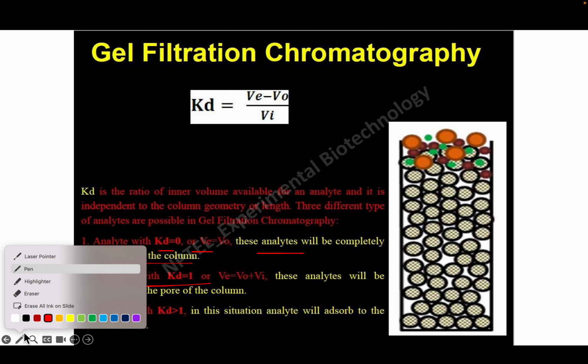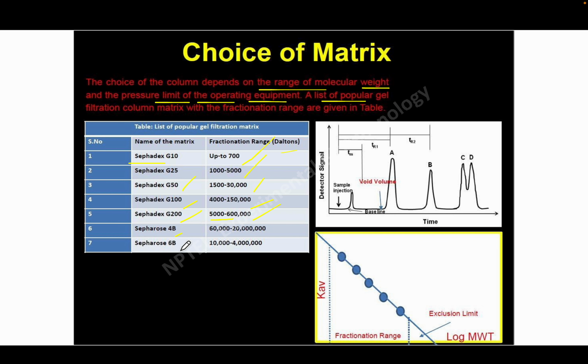Choice of matrix. Now, the choice of the column depends on the range of molecular weight and the pressure limit of the operating equipment. A list of popular gel filtration media is given. Sephadex G10 has a fractionation range up to 700 Dalton. Sephadex G25 is 1 kDa to 5 kDa. Sephadex G50 is 1.5 to 30 kDa. G100 is up to 150 kDa. G200 is 5 kDa to 600 kDa. Then 4B and 6B and so on.